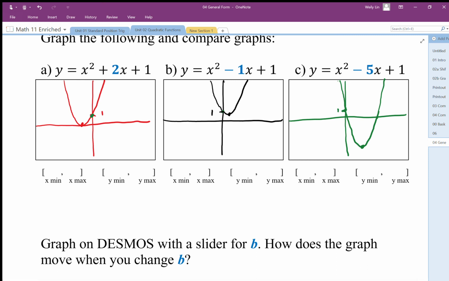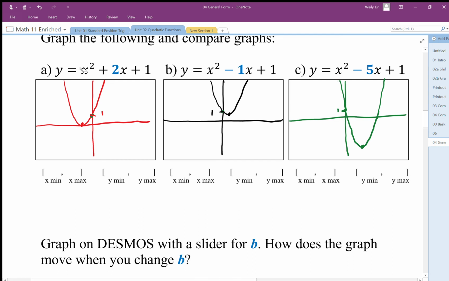So it's not really that evident what it does. It's really hard to kind of tell, but it does affect the vertex somehow. Now, what I would like you to do is plot x squared plus bx plus 1, and then add a slider for b. And play around with that slider and see what happens. Okay, see what happens to the parabola.